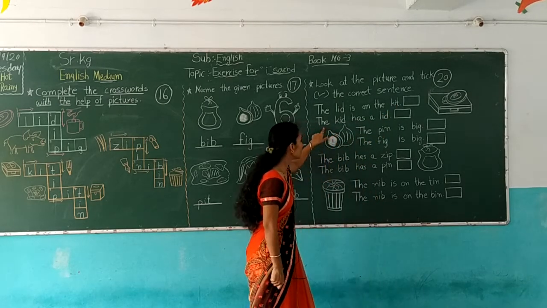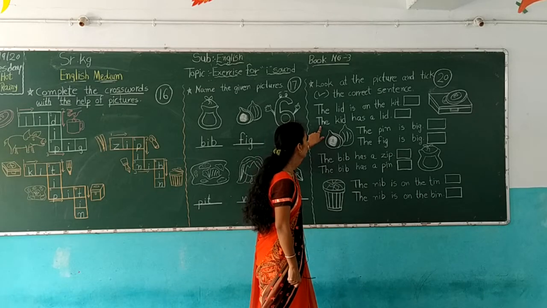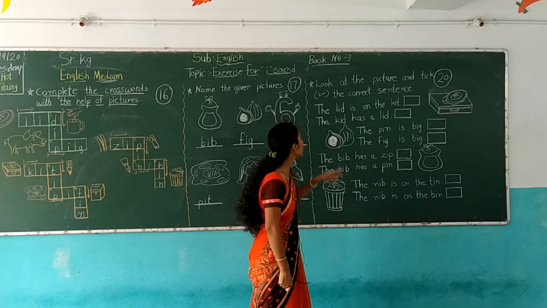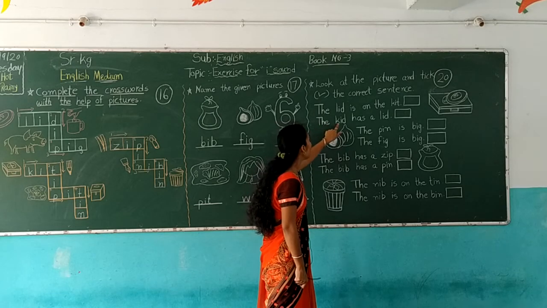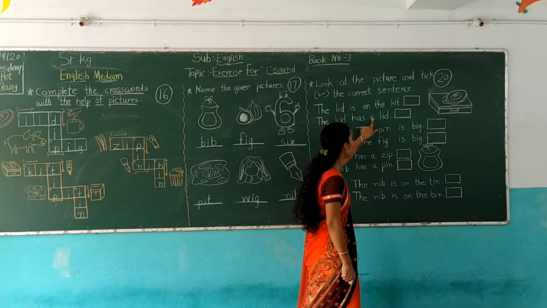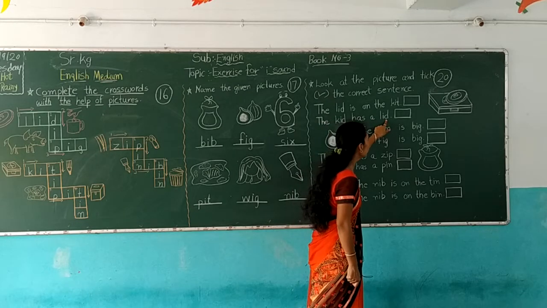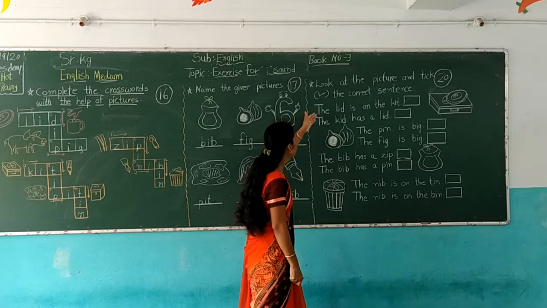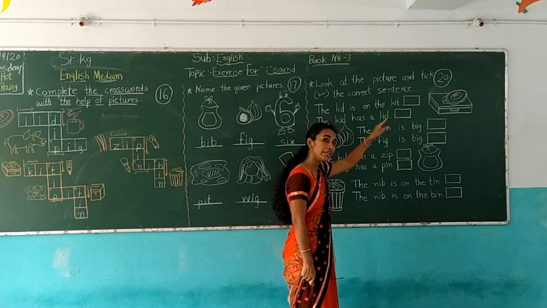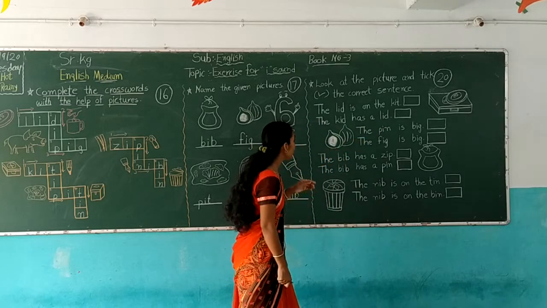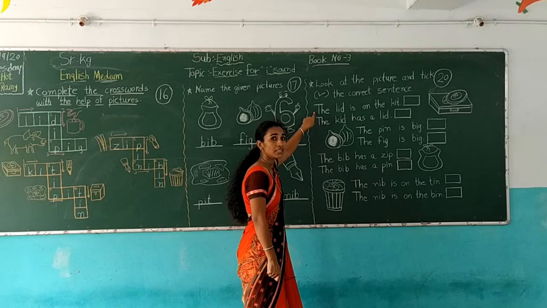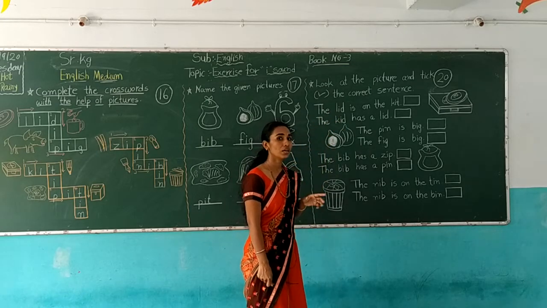Okay, and next sentence. Read this sentence. Read both sentences, and after that decide which sentence is right. T H E, the. K I T, kit. H A S, has a. L I D, lid. So we read both sentences. Here the lid is on the kit. Okay, so which sentence is right? This, no, this is the wrong sentence. So this sentence is right. The lid is on the kit.